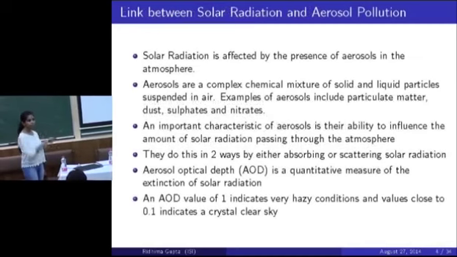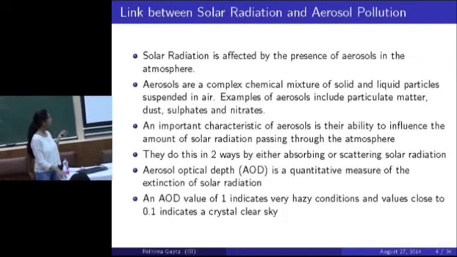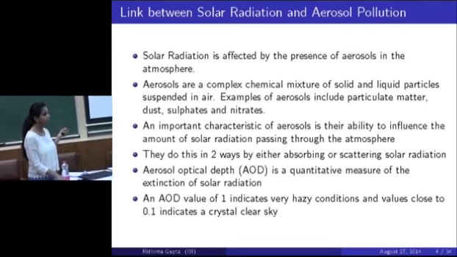At the outset, I would like to establish the link between solar radiation and aerosol pollution. Solar radiation is affected by the presence of aerosols in the atmosphere. What are aerosols? Aerosols are a complex mixture of solid and liquid particles suspended in air. Examples include particulate matter, dust, sulfates, nitrates. An important characteristic of aerosols is their ability to influence the amount of solar radiation passing through the atmosphere. They do this in two ways, by either absorbing or scattering solar radiation. Aerosol optical depth is a quantitative measure of this extinction of solar radiation by aerosols. An AOD value of 1 indicates very hazy conditions, and values close to 0.1 indicate a crystal clear sky.